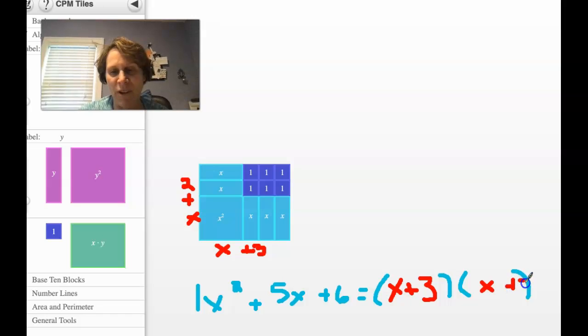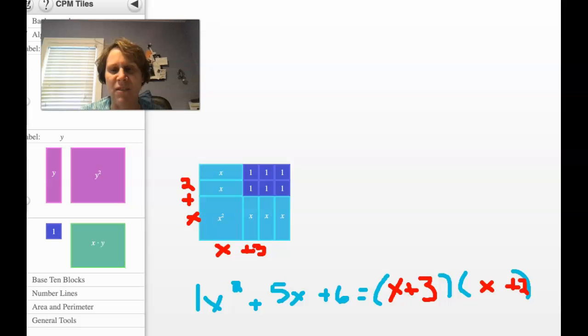I'll show you what happens if I don't have parentheses. So here I have x times x gives me x squared. 3 times 2 gives me the 6. x times 2 gives me 2x, plus 3 times x gives me 3x. So I definitely have 1x squared plus 5x plus 6.